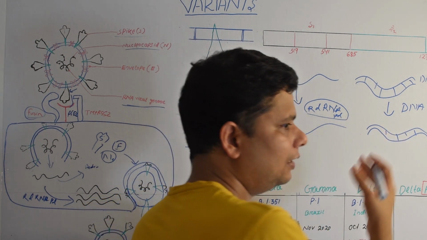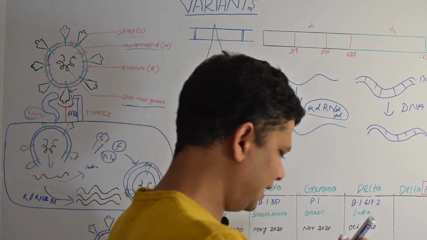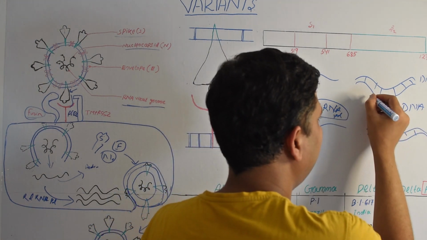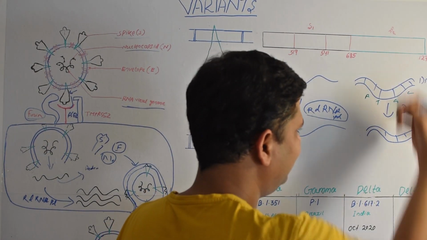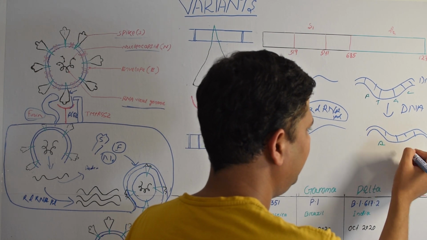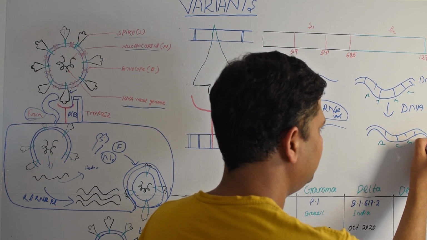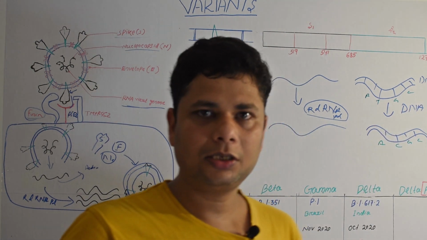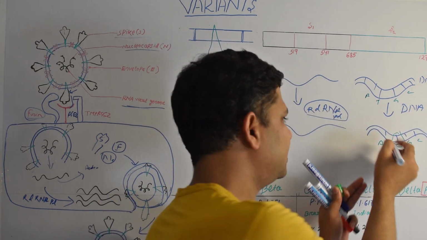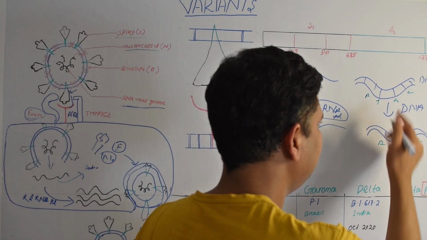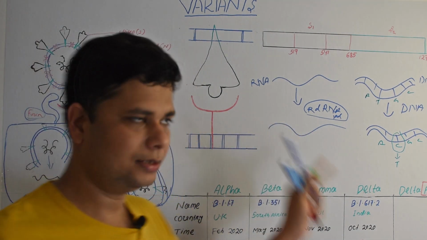exonuclease activity. That means if there is a mistake in replication, suppose the sequence is A, T, G, C, and it replicates to A, and by mistake, in place of T, there is a C, G, C. What DNA polymerase does is it goes back, cuts this nucleotide and then replaces it with the T. That doesn't happen with RNA dependent RNA polymerase.